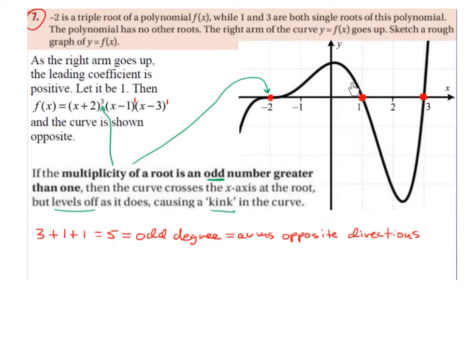Then it's going to go back down and it's going to cross at 1 because we have a multiplicity of 1. So it's just going to cut right through 1. And it doesn't matter how far down it goes, but eventually it's going to turn and go back up and cross directly at 3.